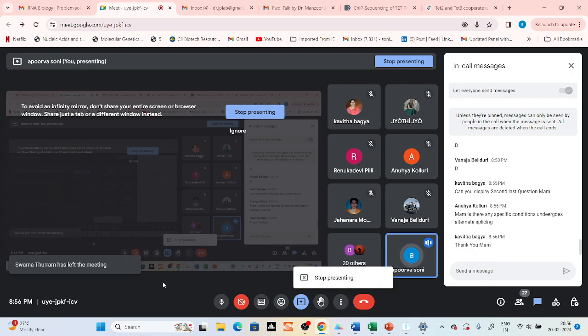Ma'am, is there any specific condition under which alternate splicing occurs? So yes, there are specific conditions, Anuya. Suppose with alternate splicing, which introns are getting spliced depends upon which exons have to be joined. And which exons have to be joined depends upon which exons have to be expressed. And which exons have to be expressed depends on which cell we are talking about.